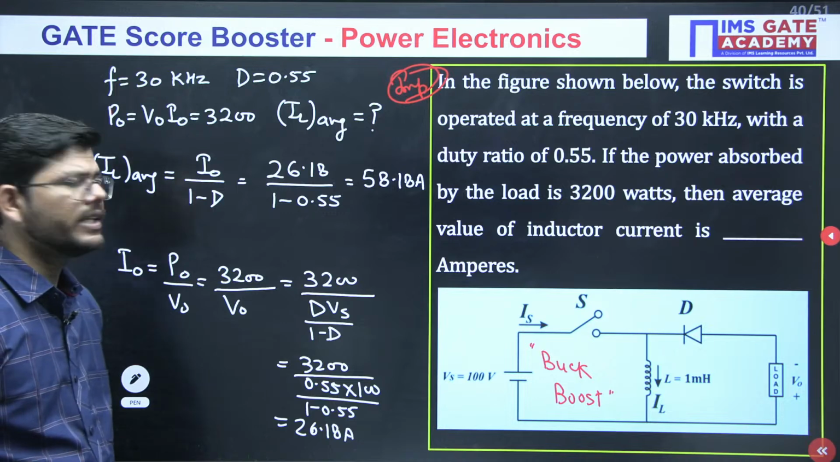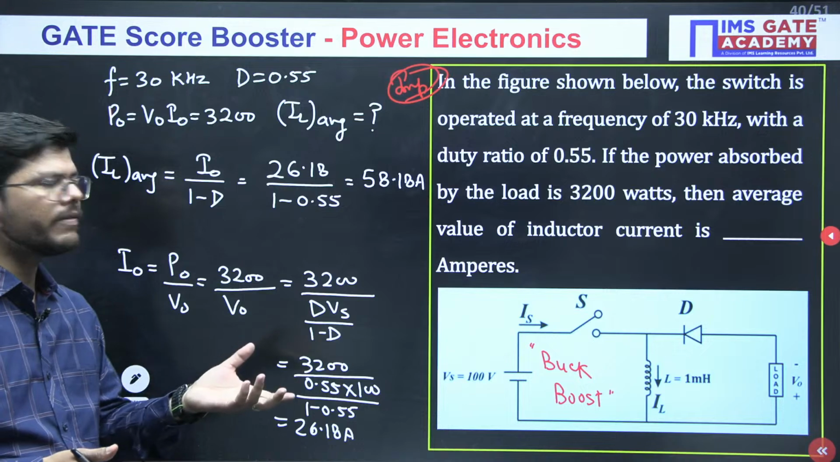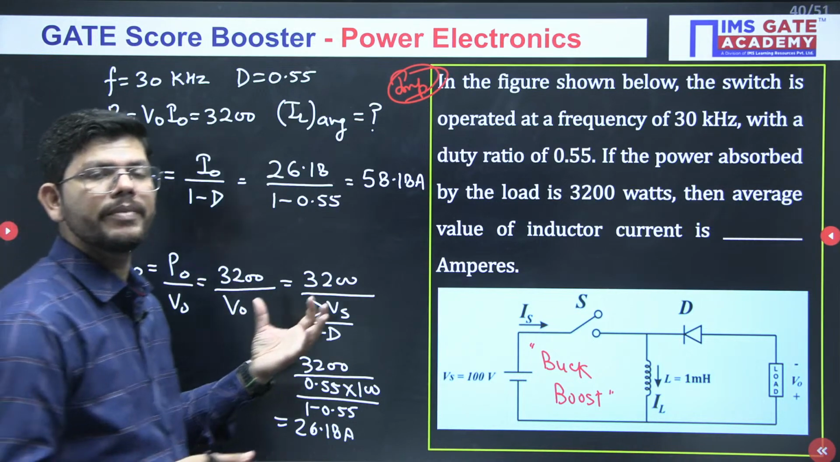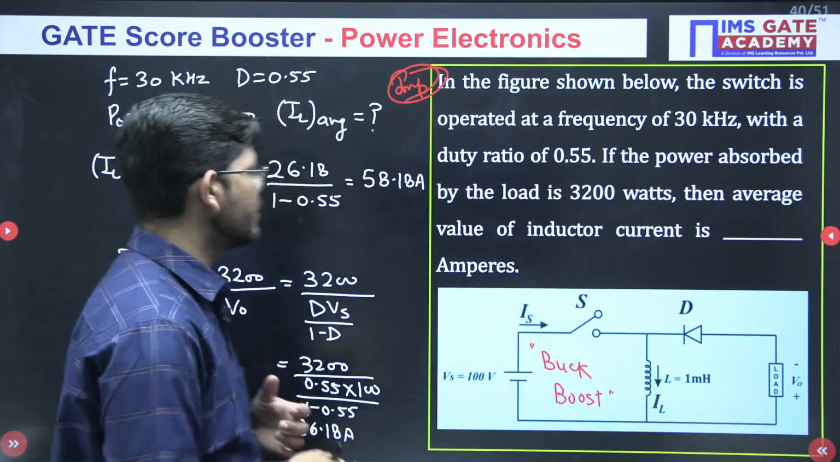So I think this question is clear to everyone. In fact, this is a very good question. Power is given and you have to calculate back the average inductor current. So this makes this question a very popular one. This may be part of your GATE exam.